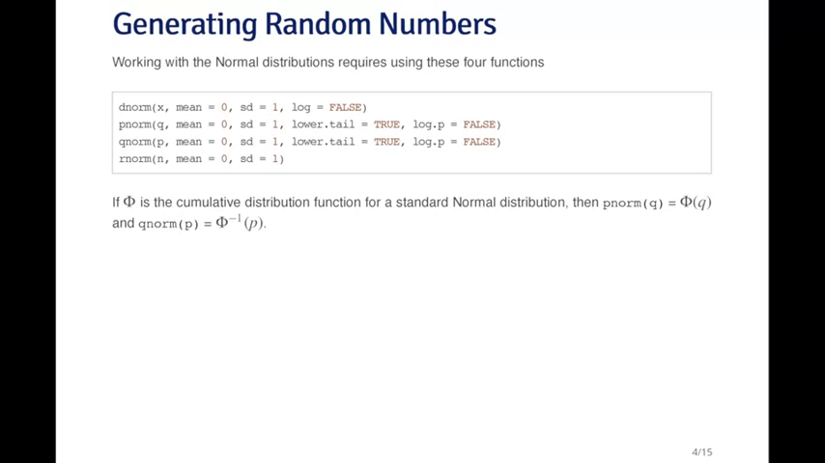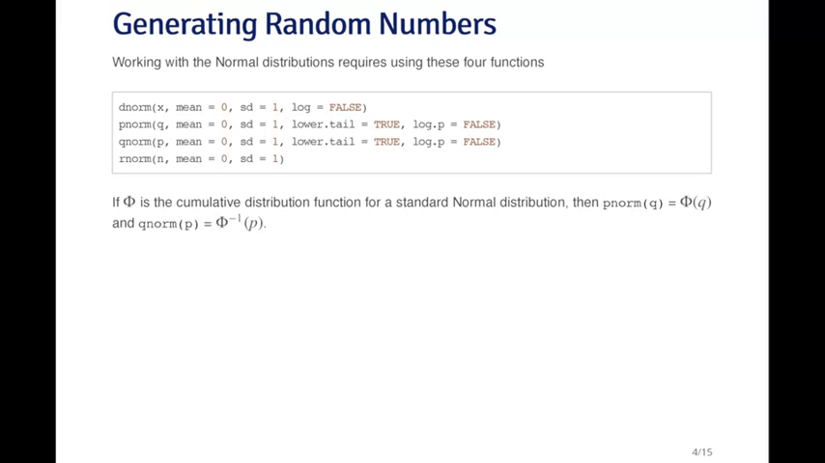I mentioned there's dnorm, pnorm, qnorm, and rnorm, and you can see they each take a number of different parameters. All of the functions require that you specify the mean and the standard deviation because that's what specifies the actual probability distribution. If you do not specify them, then the default values are a standard normal distribution which has mean 0 and standard deviation 1.